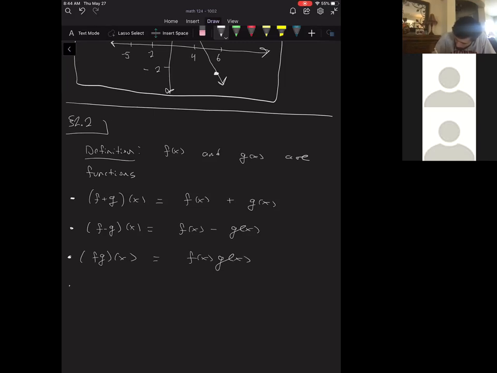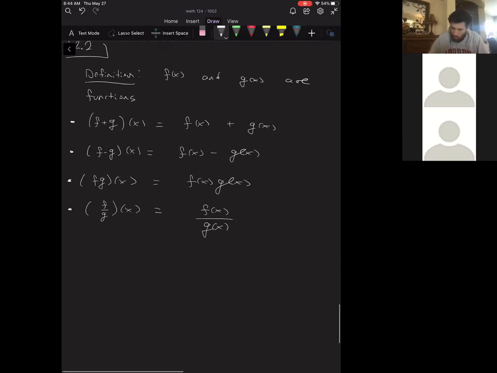And then the last one, f divided by g of x. And this just means we divide the functions. So the definitions are kind of intuitive. You know, f plus g, it would just make sense for it to mean add the functions together. Same with subtraction, multiplication, and division.